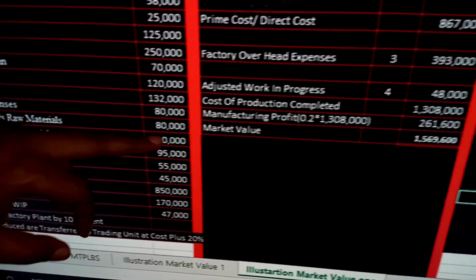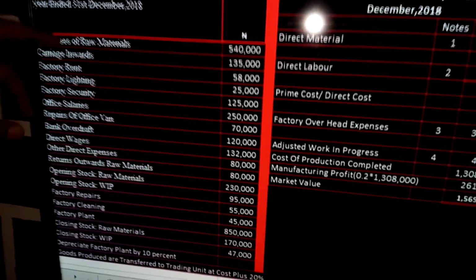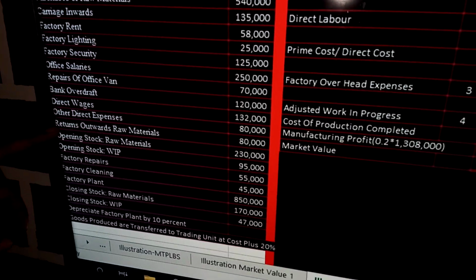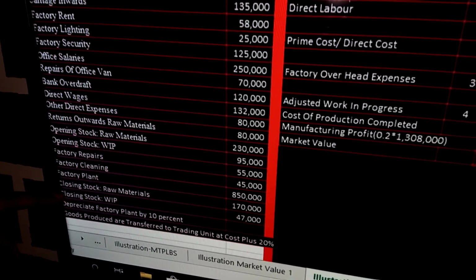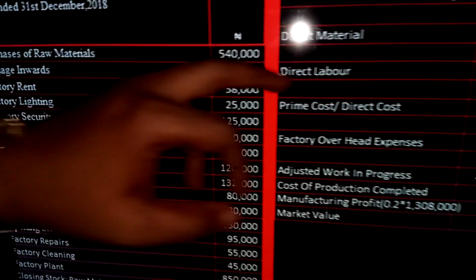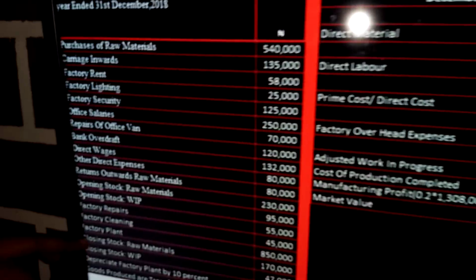230,000. Purchase of raw materials 540 is in the question. We have carriage inwards. It's in the question. We already know what all this means if you've been following the class. Here's a carriage inwards, 135,000. We have returns outward, 80,000.